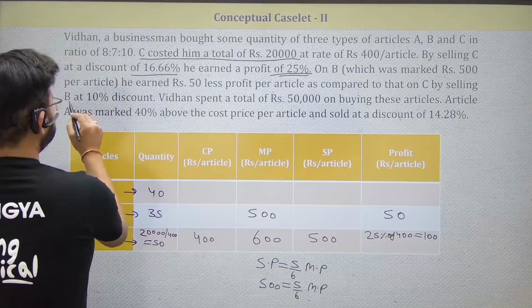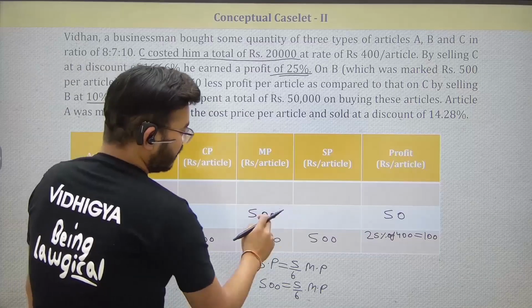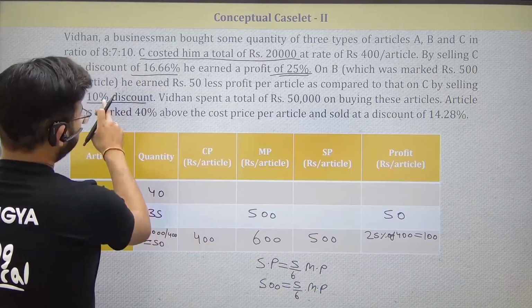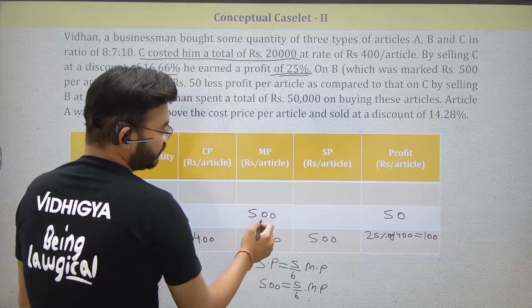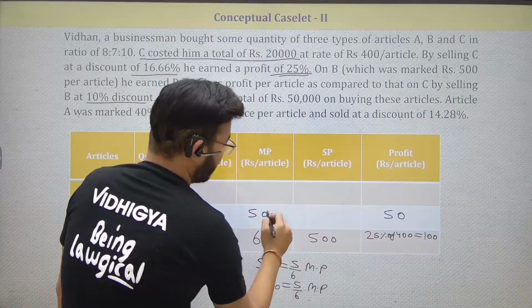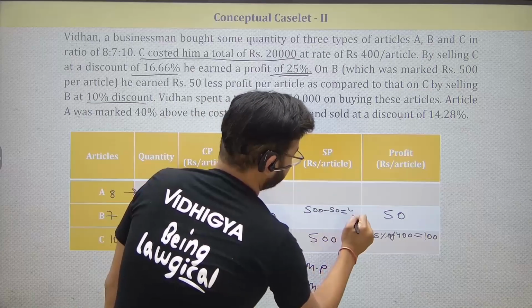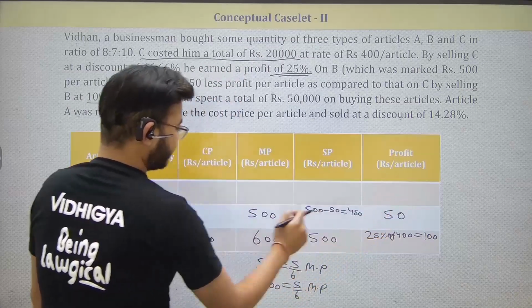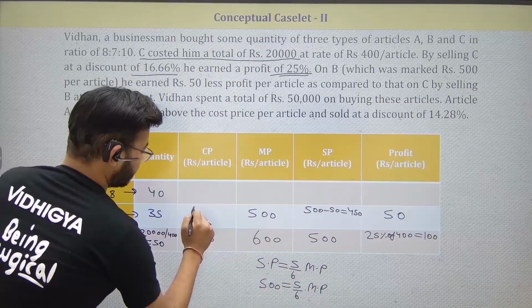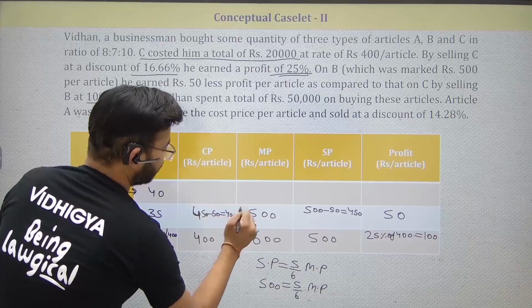Now he's selling B at a discount of 10%. Now we know that the discount offered is 10%. So mark price is 500. So discount will be 50 rupees. Selling price will be mark price minus the discount. So 500 minus 50, that will be 450. Selling price is 450. Profit is 50. So cost price will be again 450 minus 50. So that will be equal to 400.